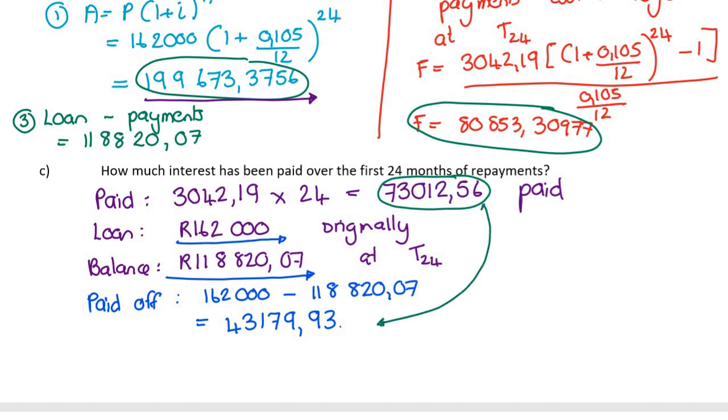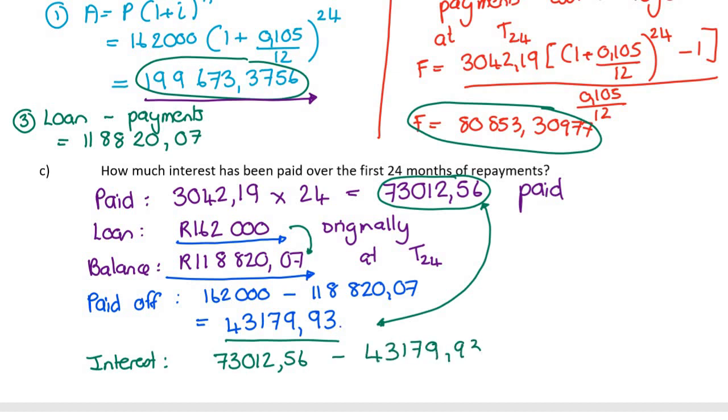And those are different because not only have you paid off the capital, so we call it the capital, so the original 162,000 Rand, that's the capital. You have decreased that capital by 43,000 Rand by paying 73,000 Rand. And that difference is all the interest you've paid off. So my interest is the 73,000 Rand and 12 Rand and 56 cents, subtract the fact that you have actually only paid off 43,000 Rand.